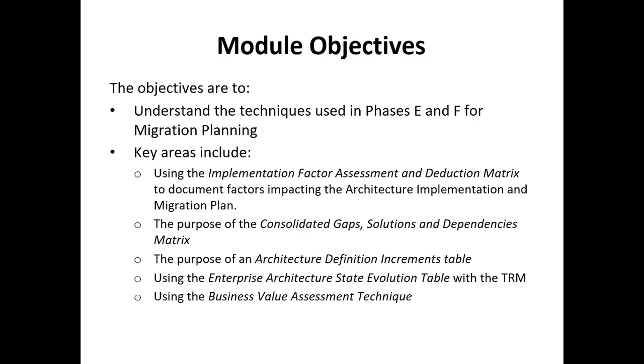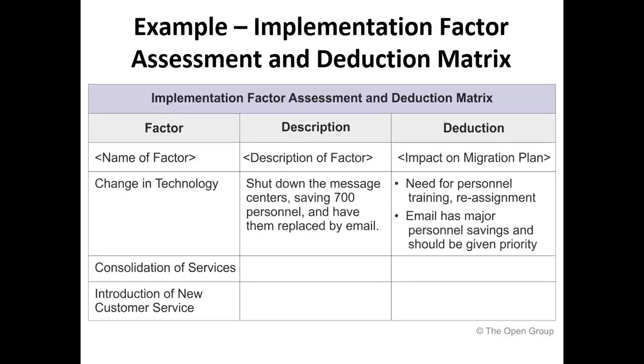Now, let's go to the first technique: the implementation factor assessment deduction matrix. If you look at this one, can I have your attention? What does the first column say? It is a matrix. The first column says the factor: change in technology.